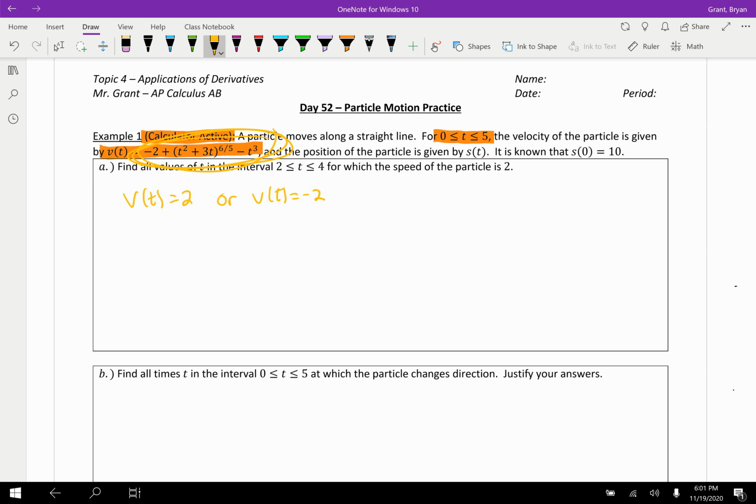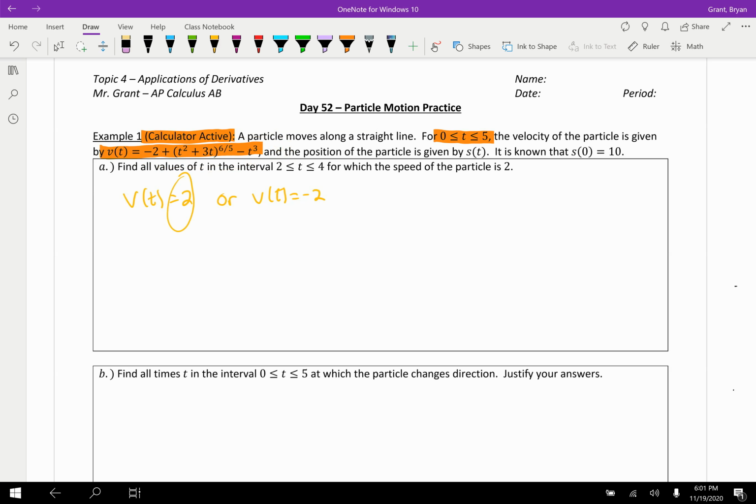I don't know if I can do it. If you guys figure it out, good for you, but I would not suggest it. So instead, we can solve by graphing. Now you have two ways to do it. You can graph v of t. Oh wait, we already did that. That's exciting. And then graph the equation 2 and see where they intersect.